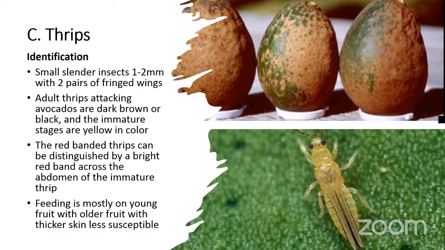Then feeding is mostly on young fruit, with older fruit with thicker skins less susceptible. So they like feeding on young fruits. Next slide.